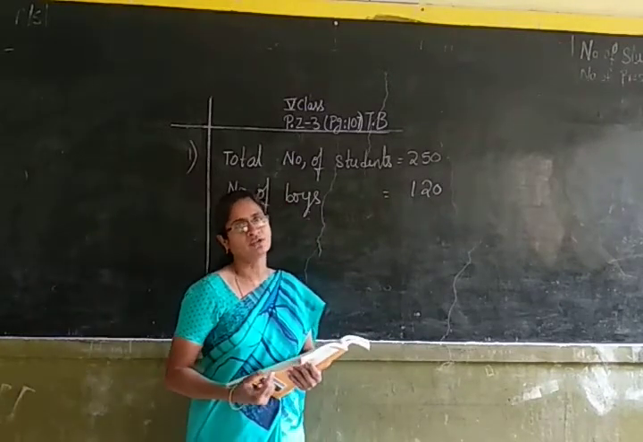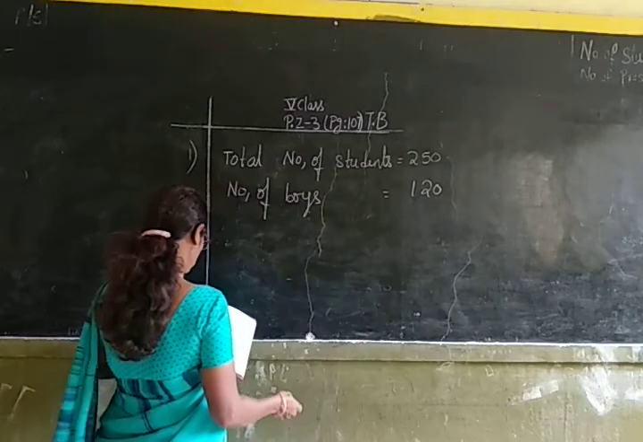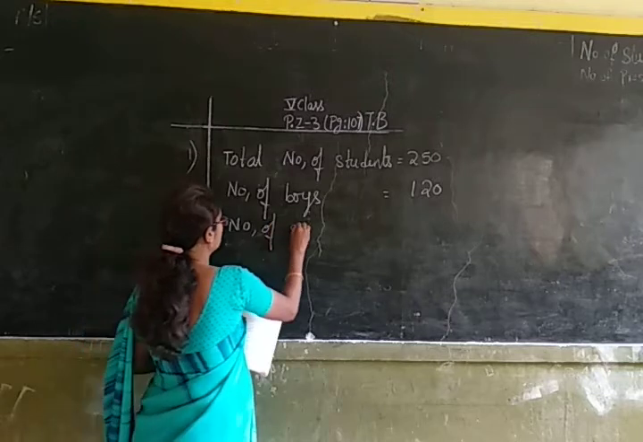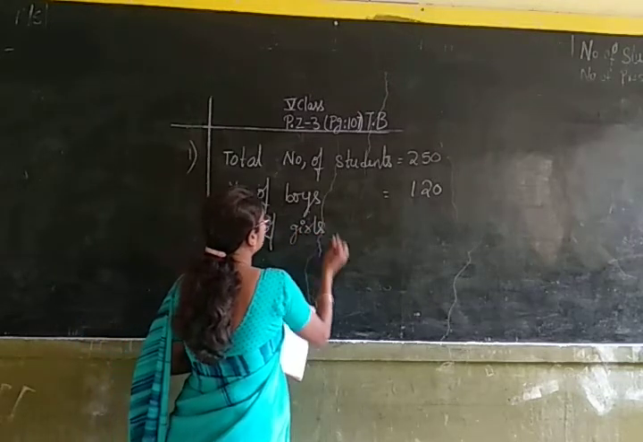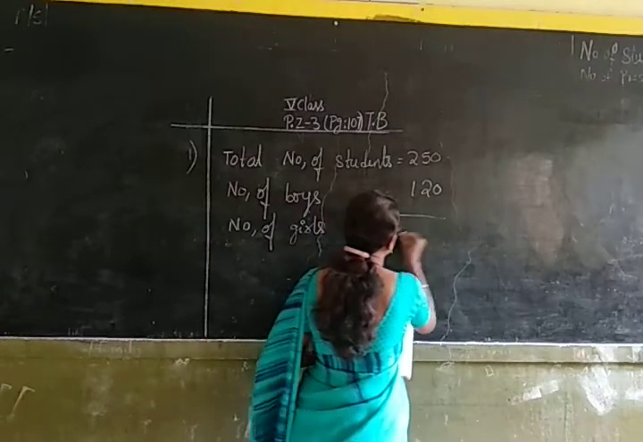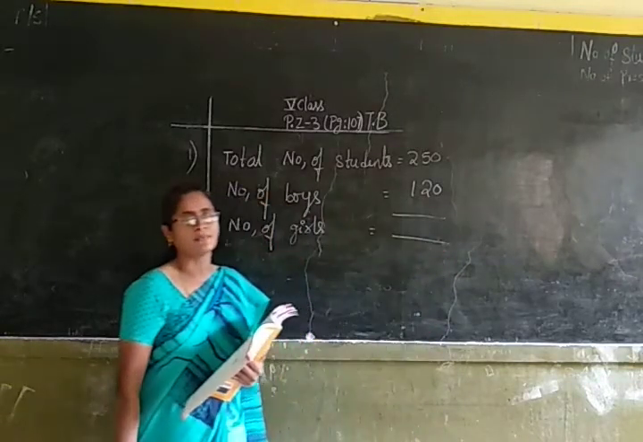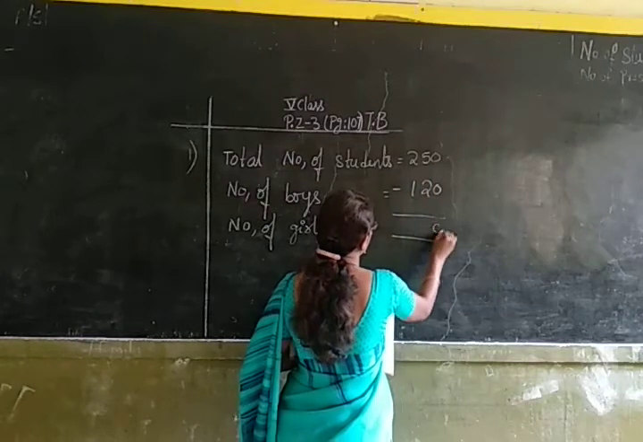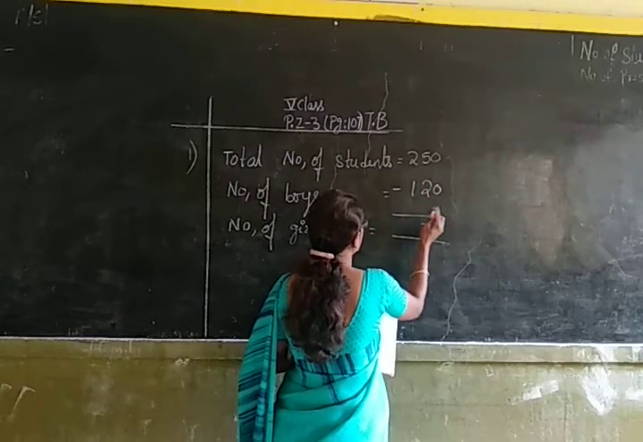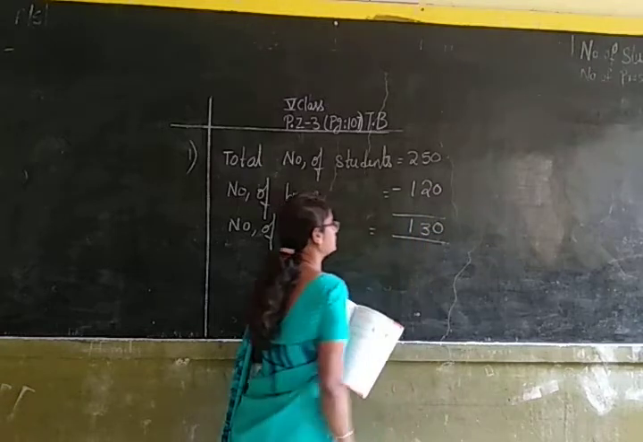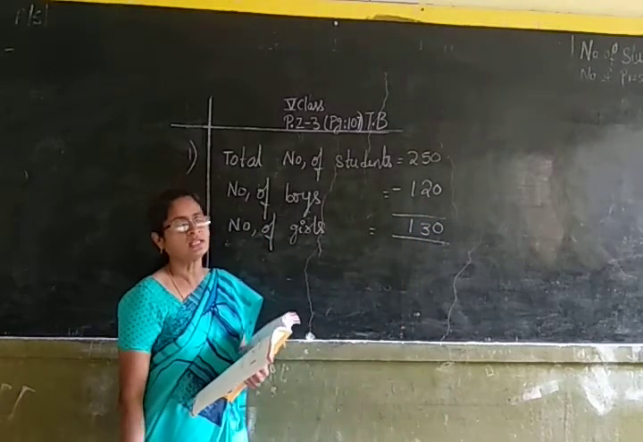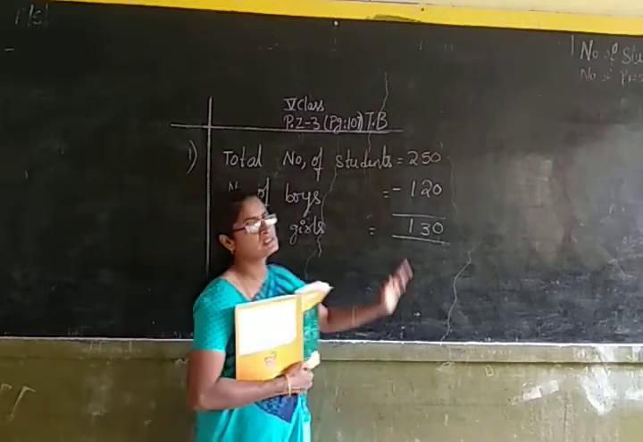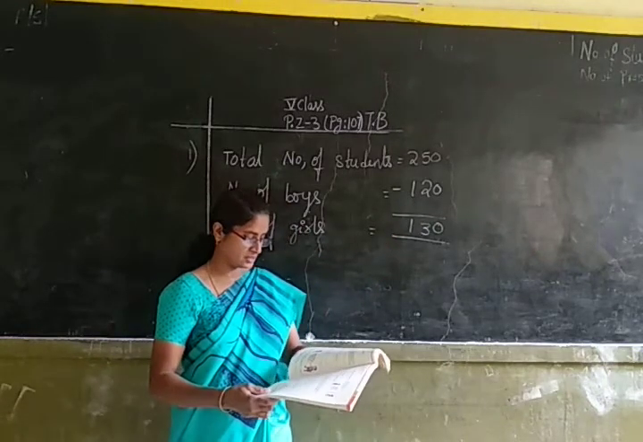Now we have to find the number of girls. Number of girls is equal to, we have to do the subtraction. So 0 minus 0 is 0, 5 minus 2 is 3, 2 minus 1 is 1. So there are 130 girls. So the number of boys is 120, the number of girls is 130. Now we have to find the given ratios.